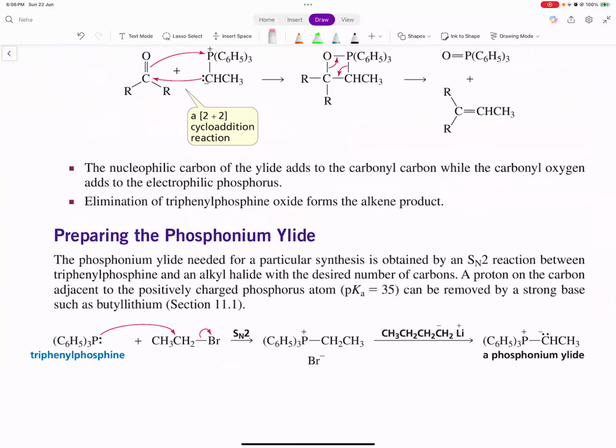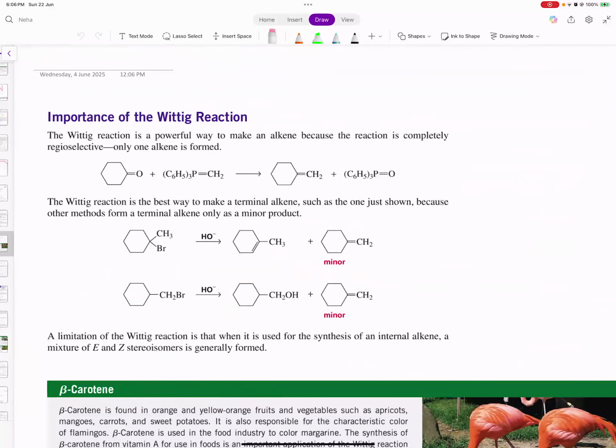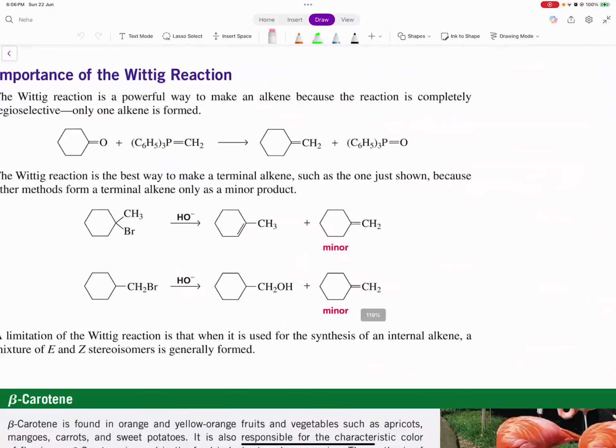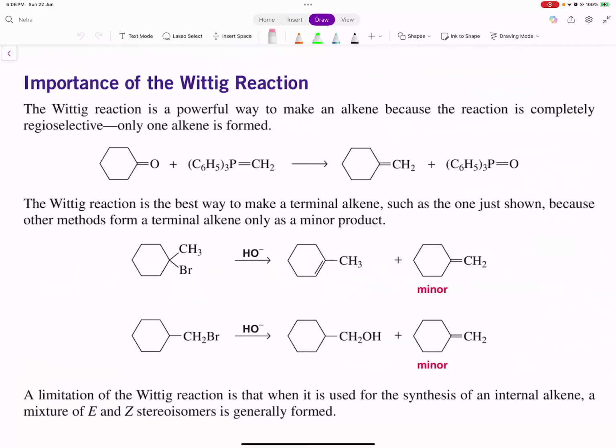We'll check if it is in NCERT. The importance of the Wittig reaction is that if we want an alkene, we'll have several problems. We'll always get side products, but the Wittig reaction will not give any side product. Only one alkene is formed.